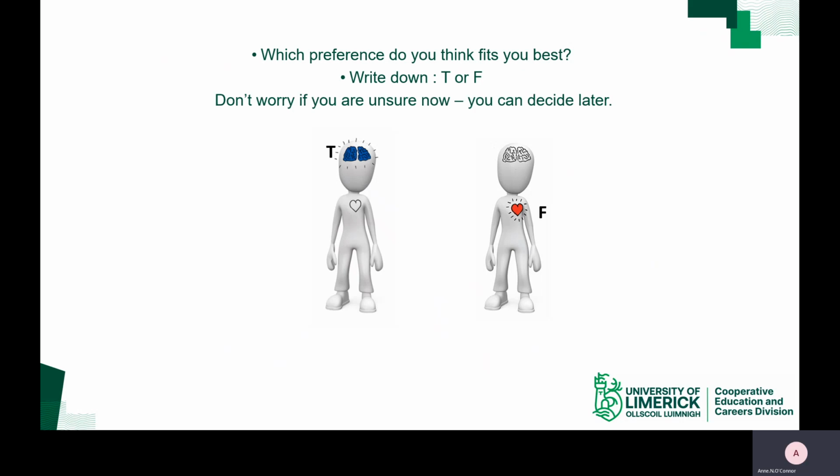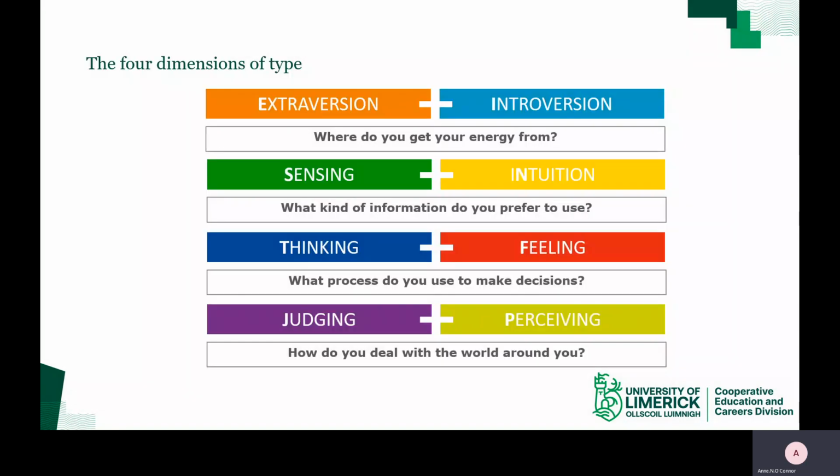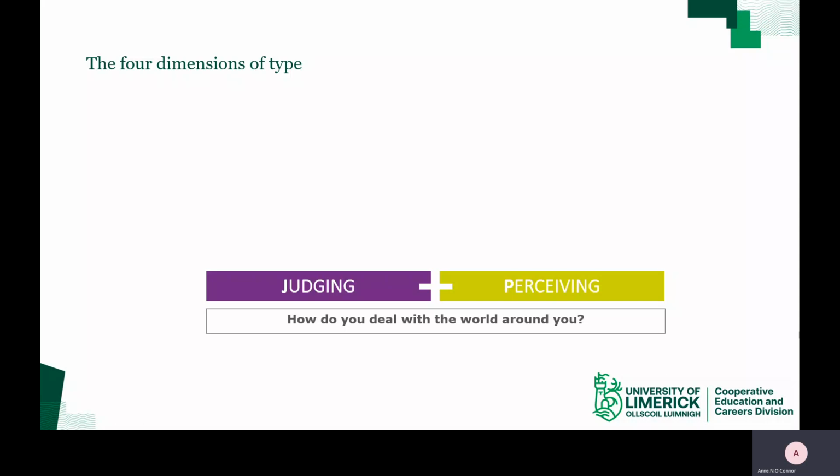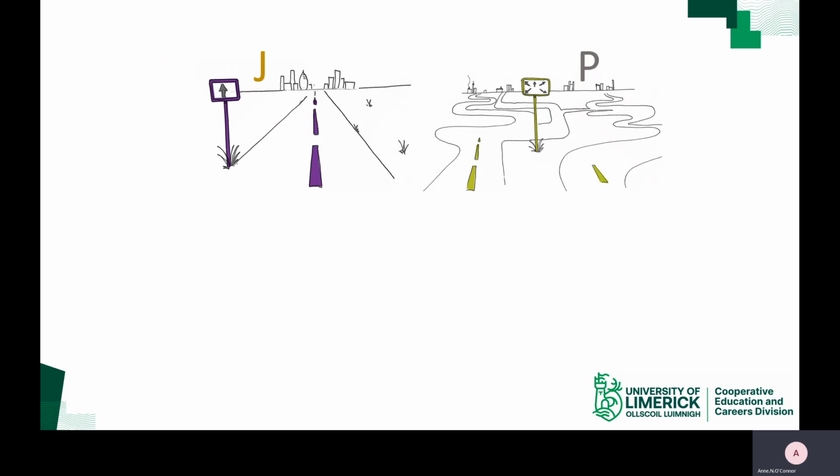Okay. So moving along, and we're at the last piece of the last set of dimensions, which is judging and perceiving. This is very much how you deal with the world around you. And what I would say is actually the one that causes a lot of conflict in groups, in organizations, in life. This one definitely is a hot topic. So as you can see, two different pathways there to the same destination.